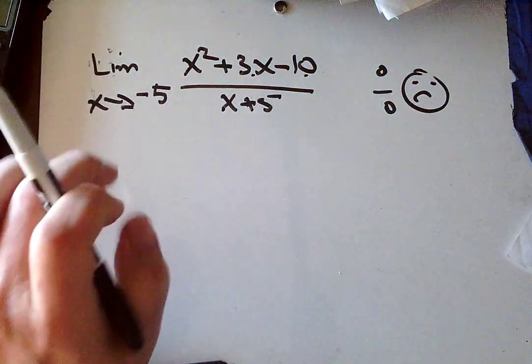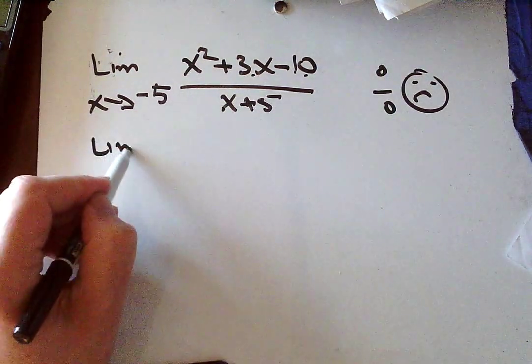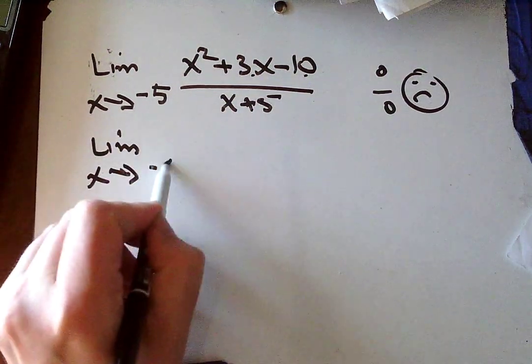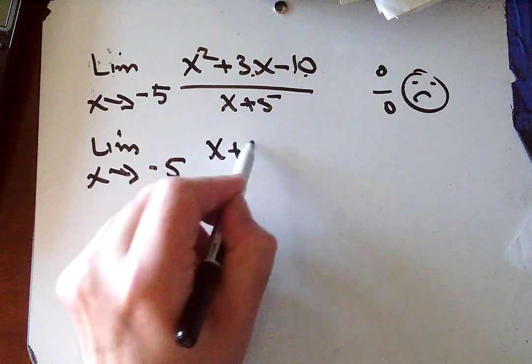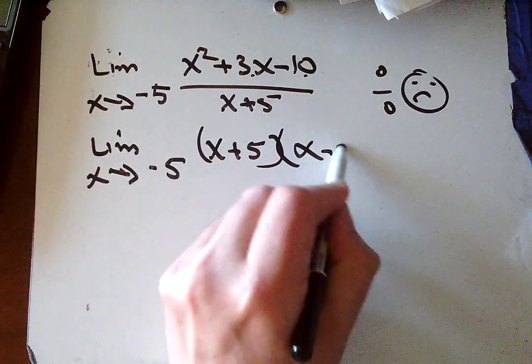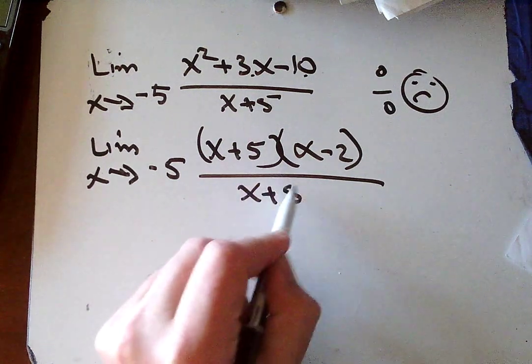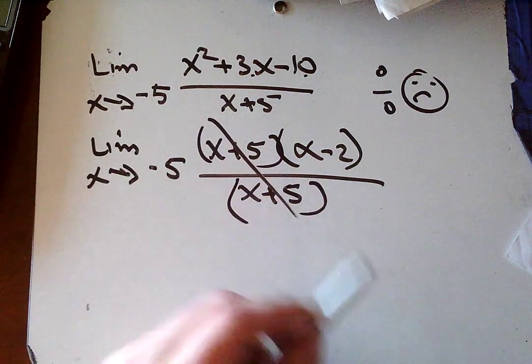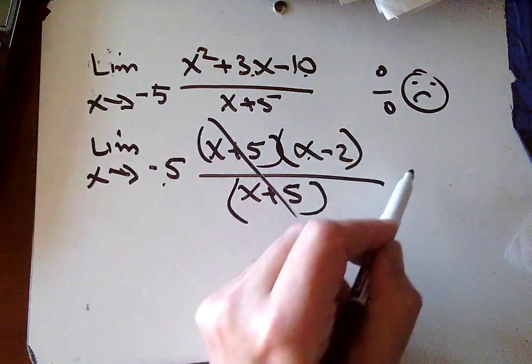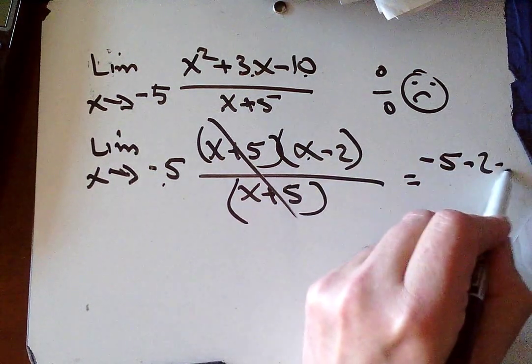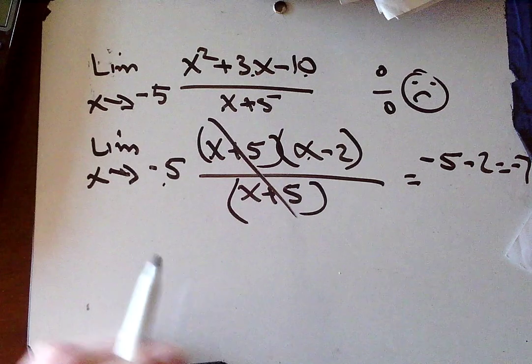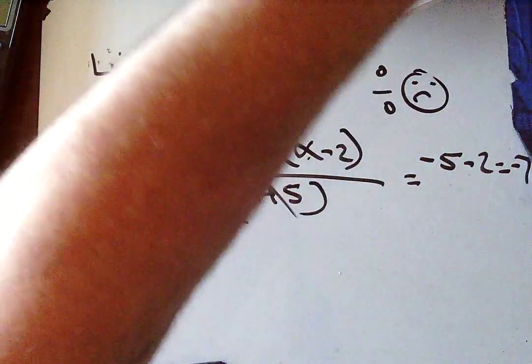And we still haven't learned L'Hopital's rule. So we're going to have to do this algebraically, like we did in chapter 2. I'm going to do x plus 5 and x minus 2 over x plus 5. Those cancel. Now I can plug in my -5. -5 minus 2 is -7. All right? I was surprised with people getting that one wrong, and I just chalk it up to people didn't go and study enough.